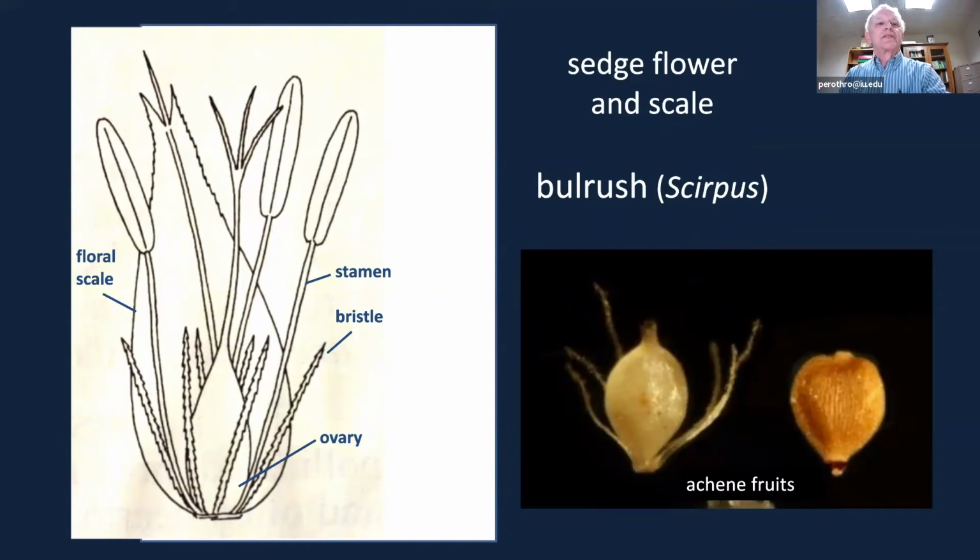Here is a generalized sedge flower. Note that it has just one scale, no lodicule, but perhaps the flower has bristles attached to its base. And then finally, notice that the fruits are different. Sedges have what are called achene fruits, basically a miniature sunflower kernel, which contrasts with the grain fruit that we find in grasses.